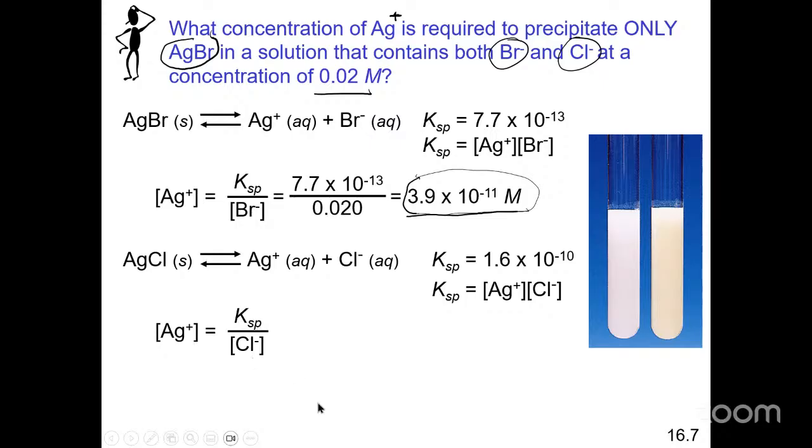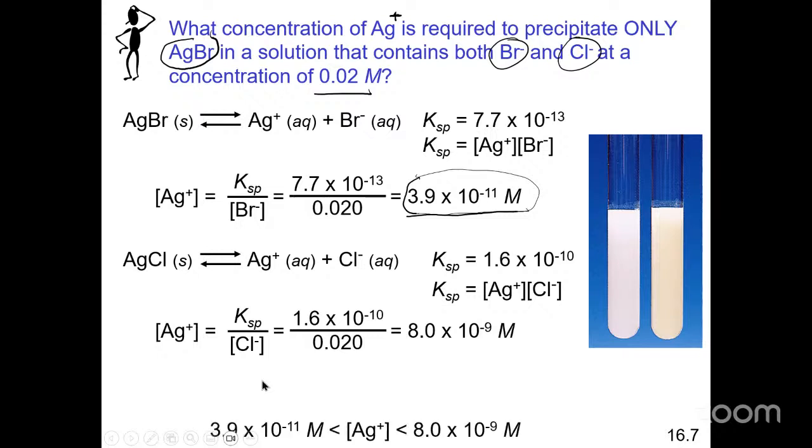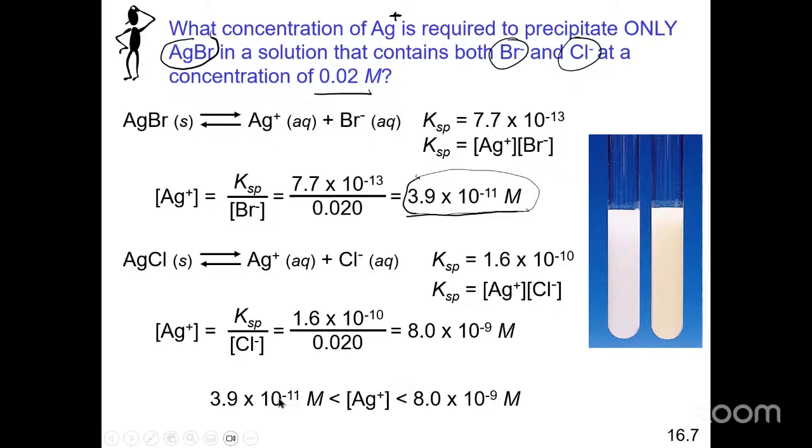And then we put the numbers in. The KSP is 1.6 times 10 to the minus 10, and the concentration of chloride ions is again 0.02. We do the math, and we end up with 8 times 10 to the minus 9, right? So therefore, the answer to this question, remember, the question is asking what is the concentration of silver ions required to precipitate only silver bromide? The answer is that the concentration of silver ions would be greater than 3.9 times 10 to the minus 11, but would have to be less than 8 times 10 to the minus 9 M, all right?